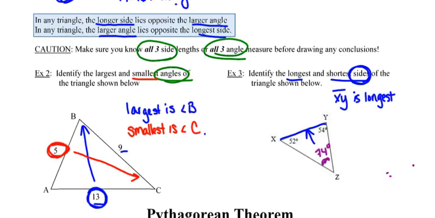And then to find the shortest side, I'm going to look at the smallest angle. The smallest angle in this triangle is angle X, measuring 52 degrees. And the shortest side will lie opposite that angle. So the side that lies opposite angle X is side YZ. So there's a little bit of revisiting triangle inequalities.